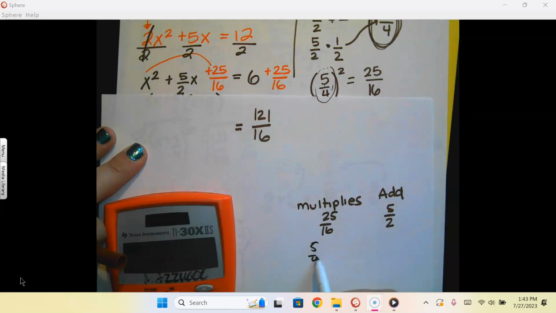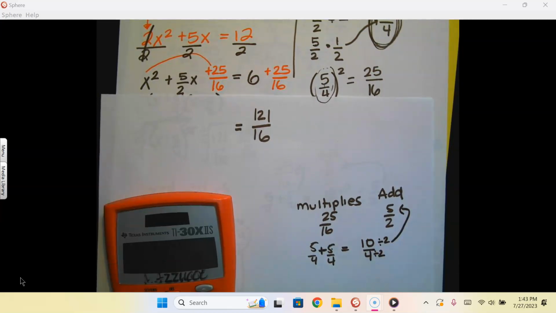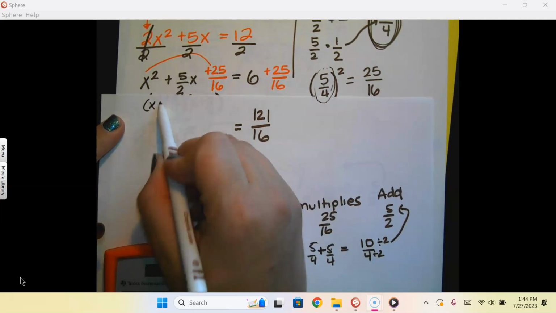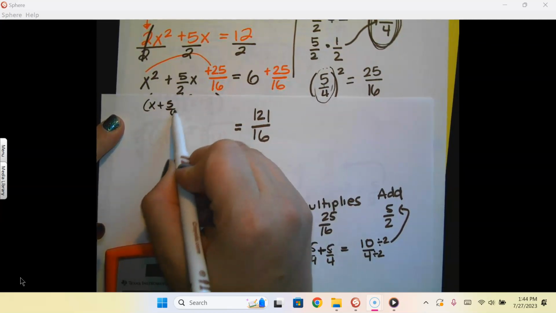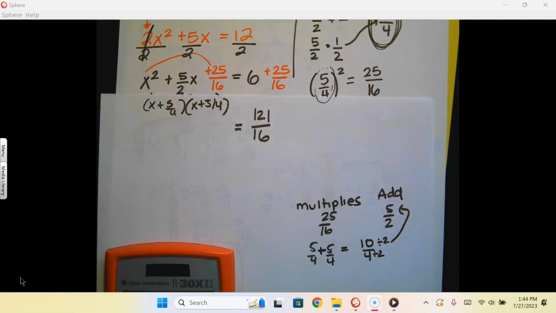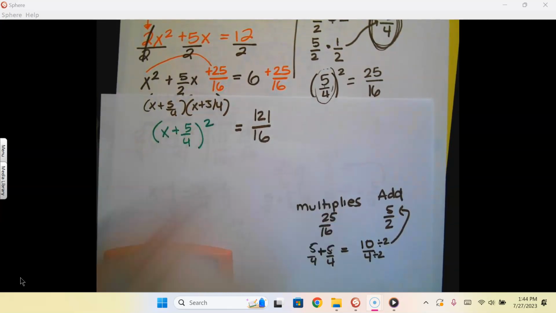So 5/4 times 5/4 is 25/16. 5 times 5 is 25. 4 times 4 is 16. And then when you add them, 5 plus 5 is 10, and you keep the denominator the same when you're adding. And then if you simplify that, you get 5/2. So it does work. So in factored form, this is x plus 5/4 times x plus 5/4. But the point is we want to write it as a square. So that's x plus 5/4 squared.